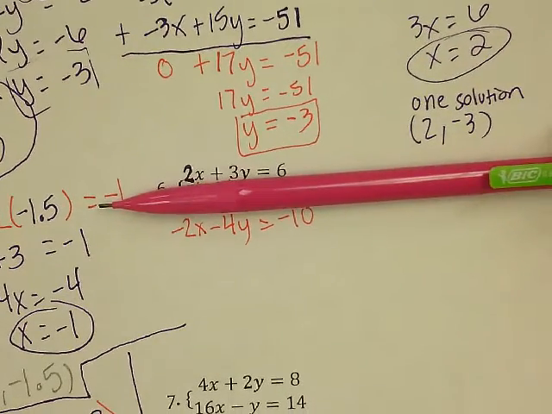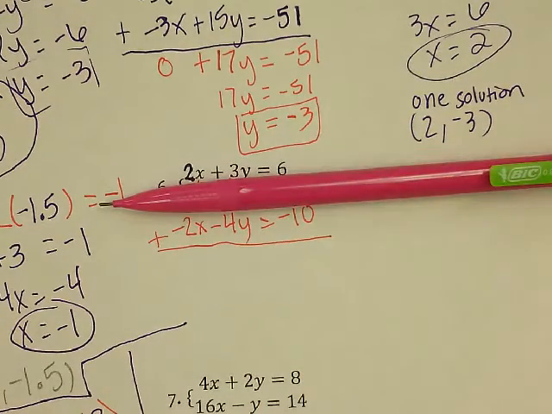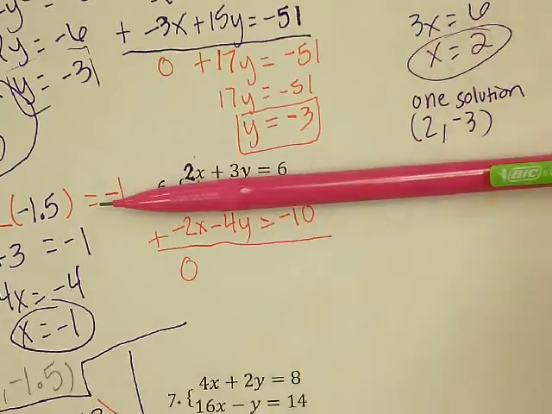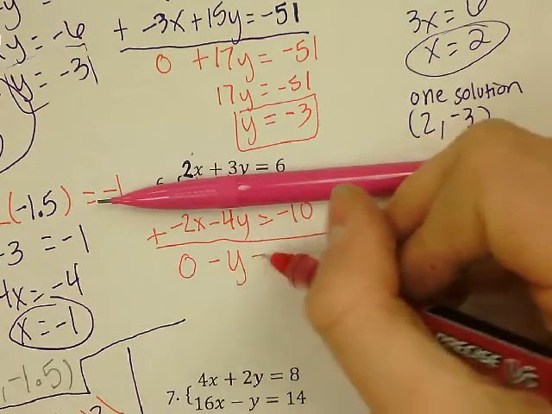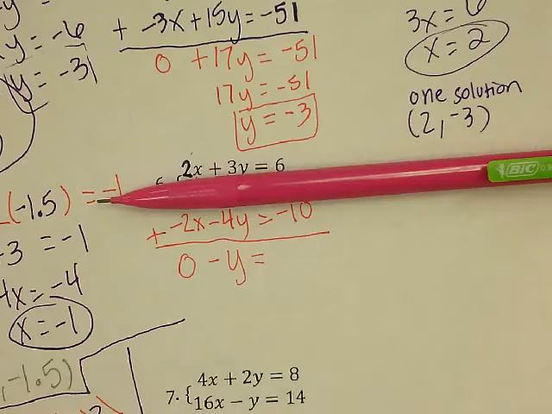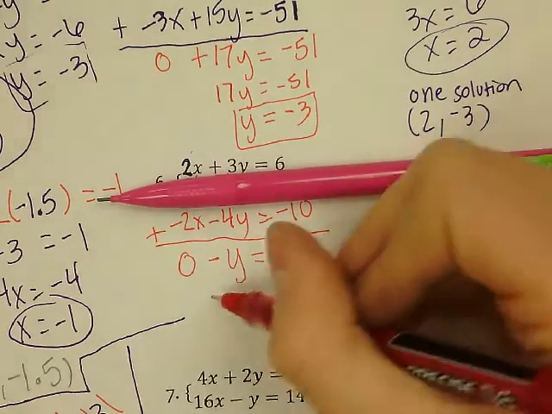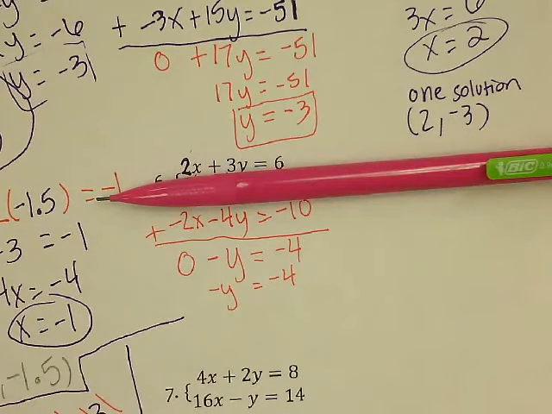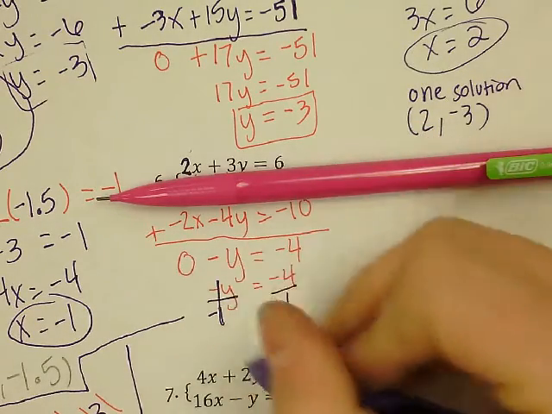So I'm going to ignore that middle equation and now add these two together. So I've got those cancel, bye. All right, and then that is negative 1, negative y, and then that is negative 4. So I have negative y equals negative 4. All right, how do I solve for that last step? Divide it by negative 1. So divide by negative 1, y equals 4.